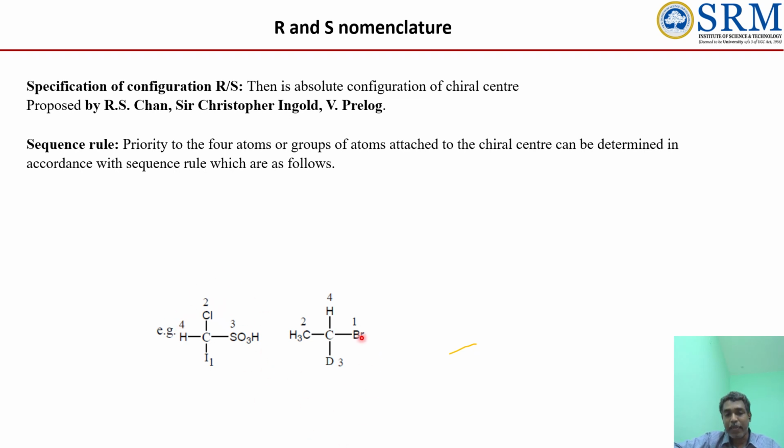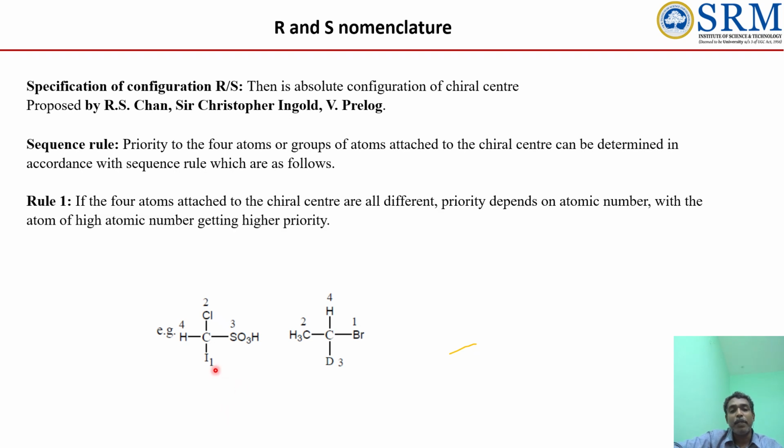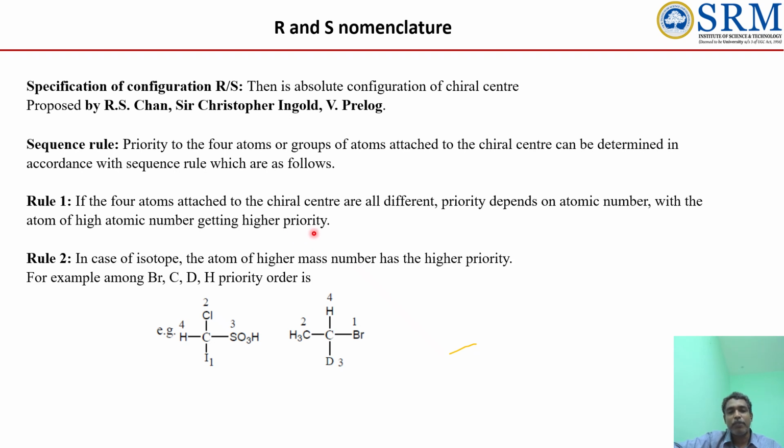This particular example I will come to later on. So the first rule is, whenever you have different substitutions, assign priority based on the atomic number: the higher the atomic number, the higher the priority given. So that's the first rule.